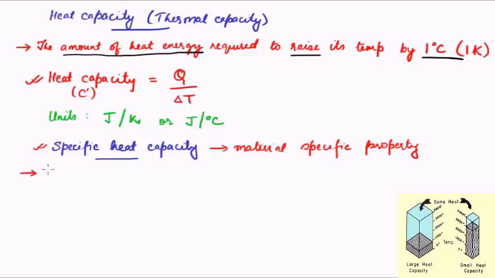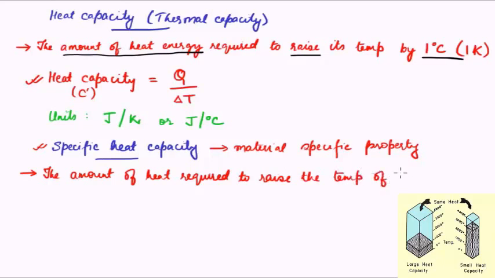Specific heat capacity is again the amount of heat required to raise the temperature of 1 gram or 1 kilogram of a body by 1 degree Celsius or 1 Kelvin.